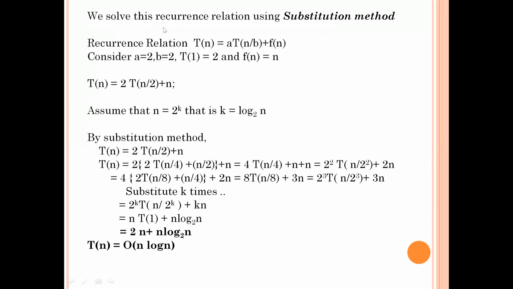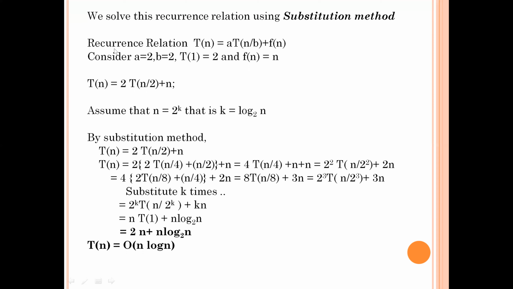Generally we will solve the recurrence relation using the substitution method. Substitution method means you will be continuously substituting the values and simplifying to get the final solution.